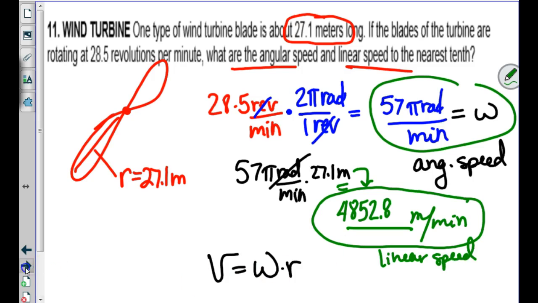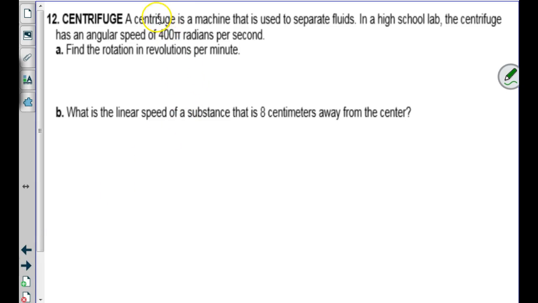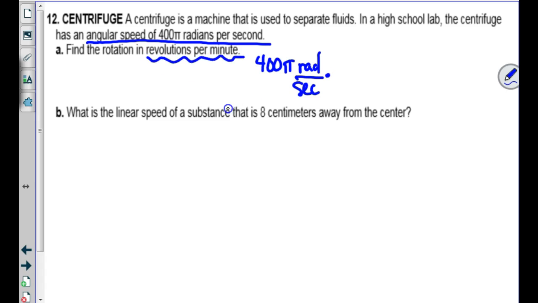All right, now we have a centrifuge machine that spins real fast to separate fluids. It has an angular speed of 400 pi radians per second. They actually gave us the angular speed. Only now they want us to go backwards and find rotations or revolutions. So it's right now 400 pi radians per second, and they would like us to change it to revolutions per minute. Just a dimensional analysis question.